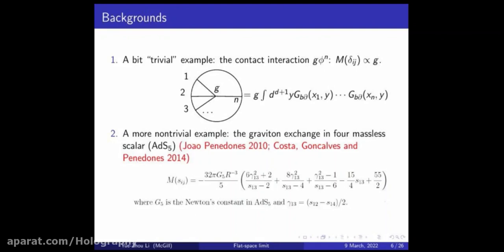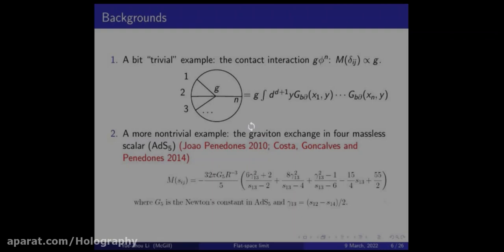And here's a more non-trivial example. It's a graviton exchange for a massless scalar case in AdS5, and in terms of Mellin space, it's actually pretty simple. You can see that if we take the flat space limit, that is, if we scale the Mellin variable to be very large, this amplitude is the same as the flat space graviton exchange amplitude.